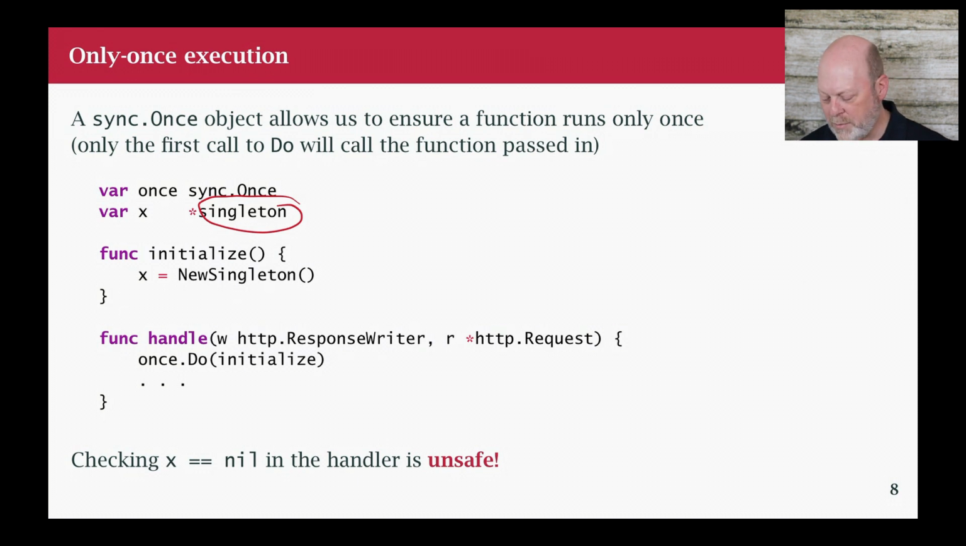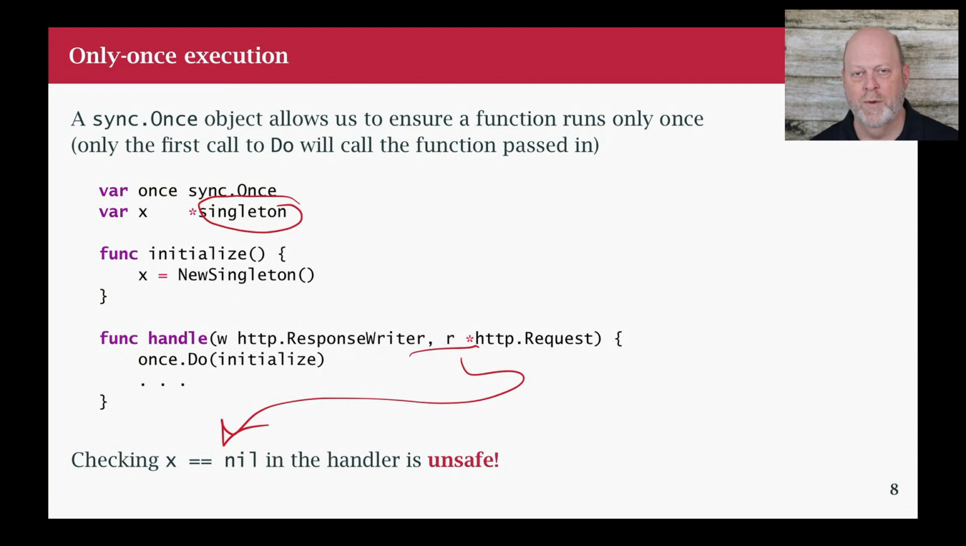Now, you might be tempted to come down here and say, well, in my handler, I'm going to look and see if x is nil or not, and then decide to make one. And I'm going to tell you right now, that's completely unsafe. It's going to be possible for two handlers to run at the same time and both try to create the singleton at the same time. So we can't do it that way.